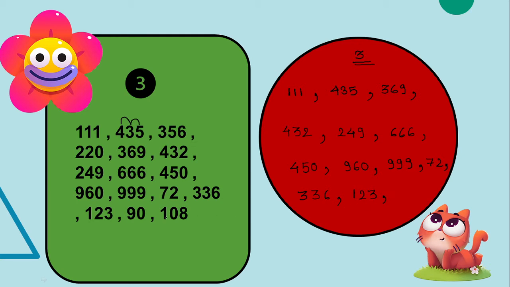123. Even 90. 9 plus 0 is 9. So 90 will also come in basket number 3. And let's check the last number 108. 1 plus 0 is 1 and 1 plus 8 is 9. And we know that 9 comes in the table of 3. So we will enter the flower number 108 into the basket number 3. So in this way we are going to verify the divisibility test.